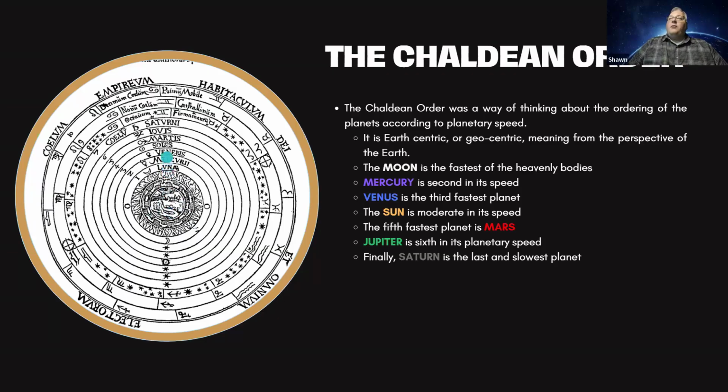When we progress out through the spheres, the very first planetary body that we come to is the moon. And the moon was the fastest of all of the heavenly bodies because she would travel around the earth and she would cover all 12 zodiac signs in a month, which was the fastest of all the planets. Mercury was second in its speed, which is why Mercury is here in the second sphere. Venus was third, and then the sun. The 5th fastest was Mars, then Jupiter, and then finally Saturn is the slowest planet.